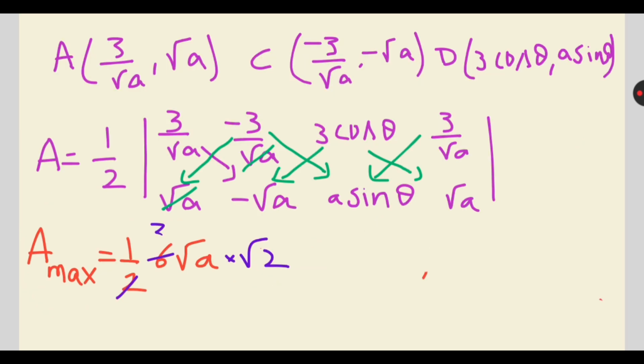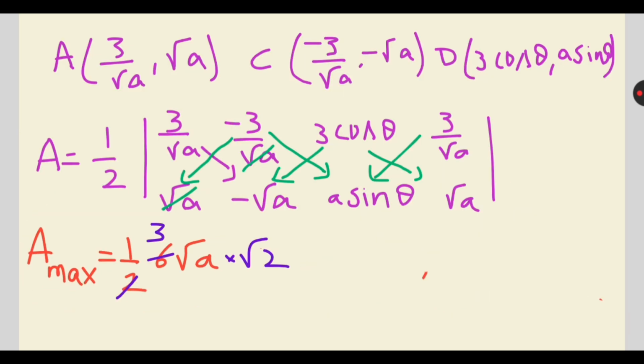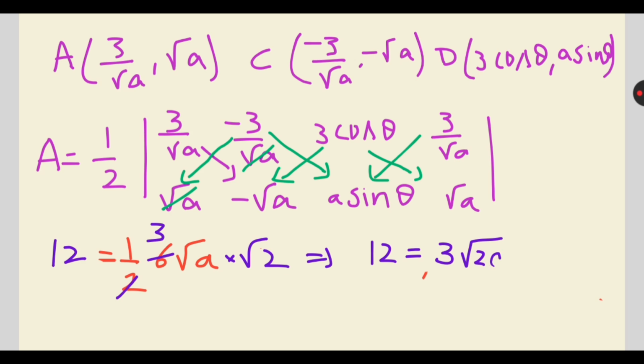So this value is going to be root 2. They have given the maximum value of the area of triangle ACD as 12, so let's take this as 12 square units. So that is going to be 12 equal to 3 times root 2a. Here 3 and this 12 can cancel, that is 4 equals square root of 2a. If you square both sides, that is going to be 16 equal to 2a, then the a value is 8.